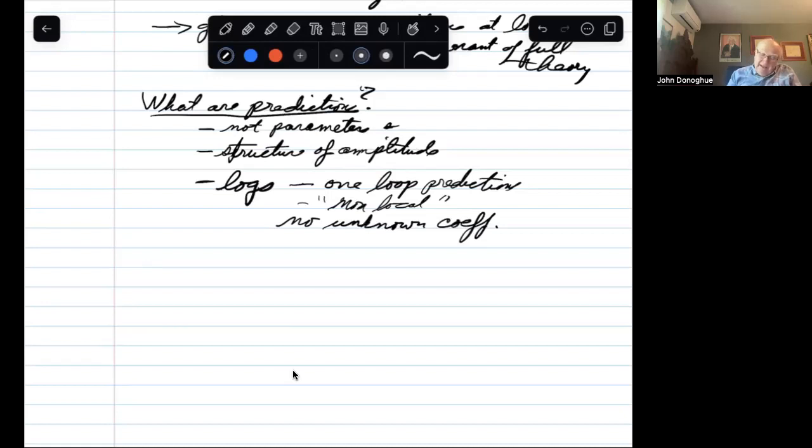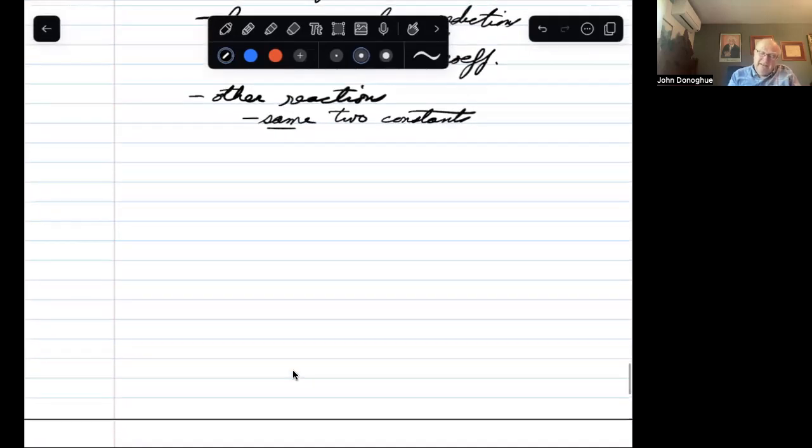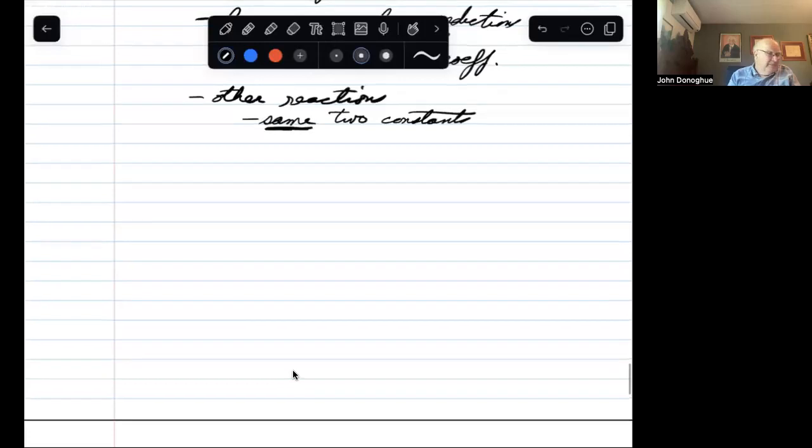You also then get other reactions. I've done one here. And what I haven't shown you the proof of yet is that these other reactions are all expressible, all their effects and their logs and everything, whatever their structure is, they use the same two constants. From what I haven't showed you so far, the fact that they're the same is not immediately obvious.